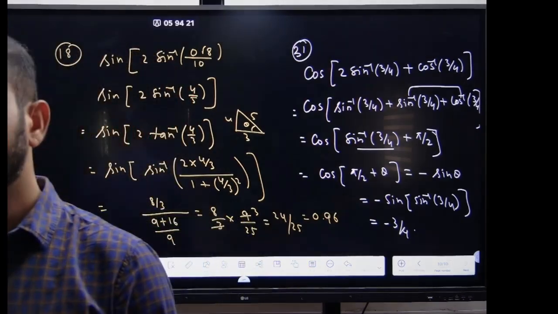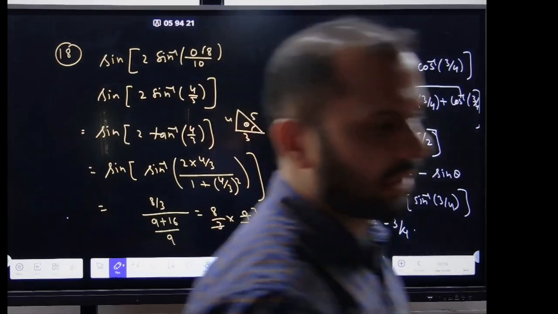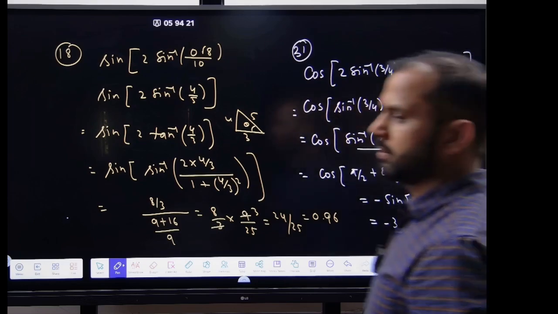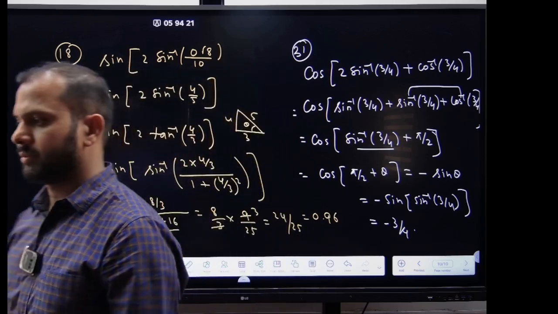Understood? Many methods are there. Since I remember all the formulas, I can apply them any way. So whichever formula you know, according to that you have to do. That is why I wrote only limited formulas here, right? Only those formulas you remember, the rest you can solve.